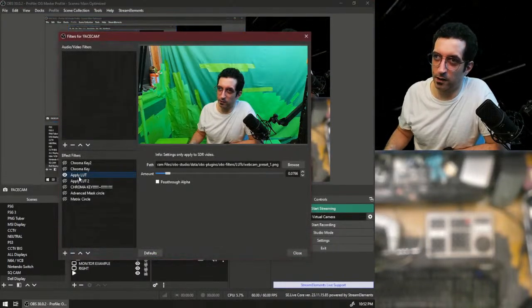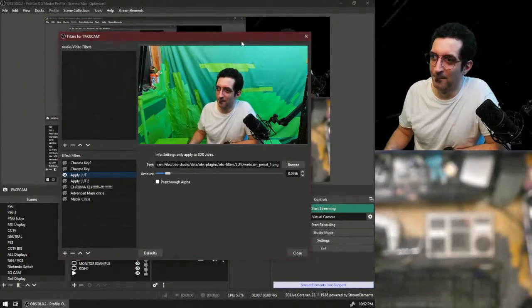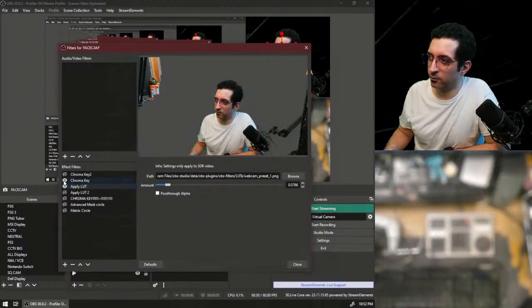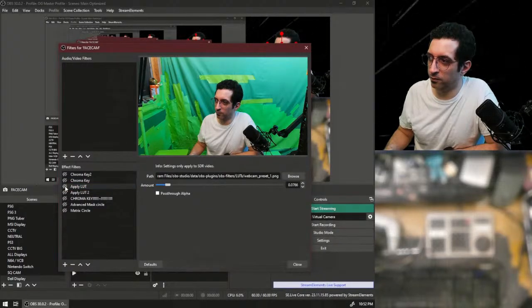We've got a LUT right there. And what a LUT does is, you can turn on the chroma key if we want, but a LUT literally just messes with the colors. So when I turn off the LUT, or the lookup table, you barely see a difference. Okay, it's off, on, off, on. It's very subtle.